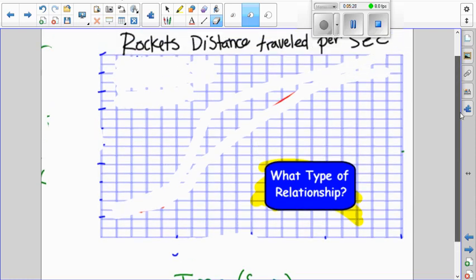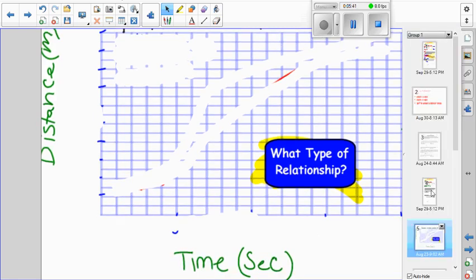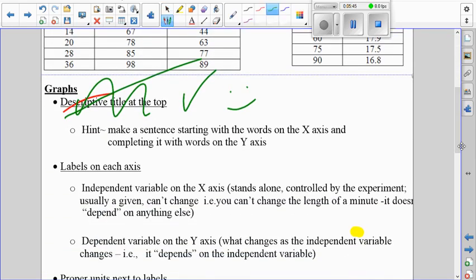Over here, I'm going to slap my distance. My distance is in what? Meters. So I got to make sure I indicate that in parentheses afterwards. Okay, sweet. I got my axes labeled. I'm going to go ahead and be like, yep. Labels on each axis. Independent, done. Dependent, done. All done with this.